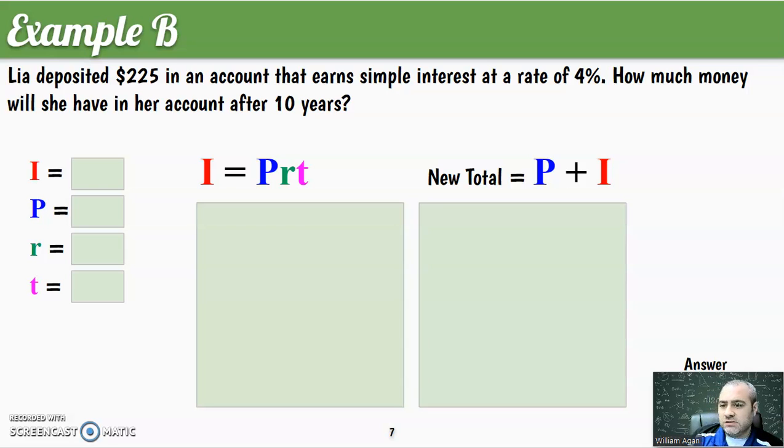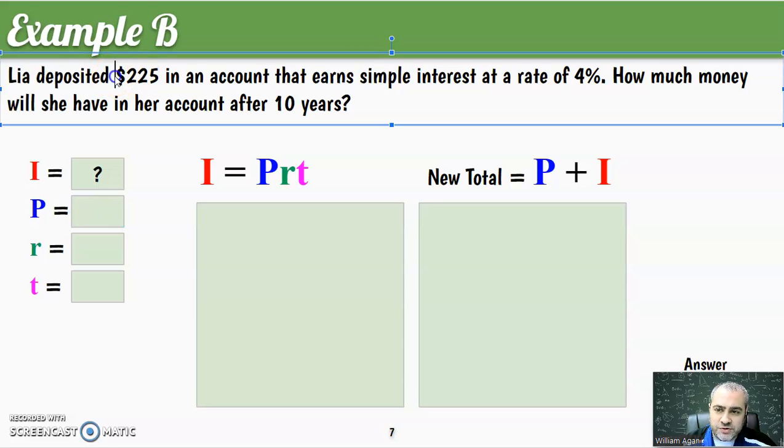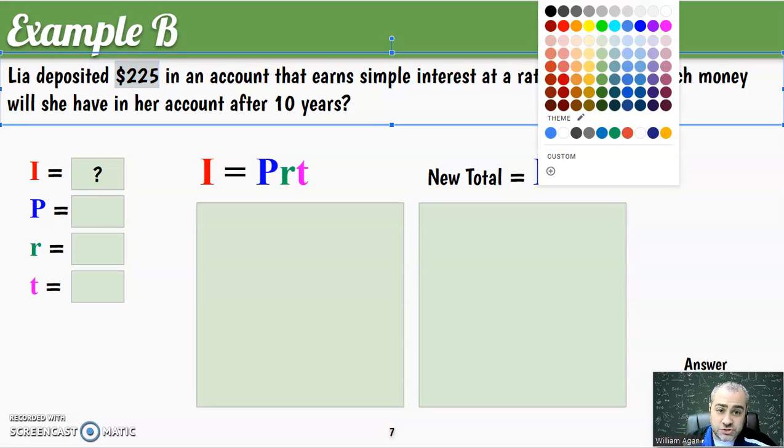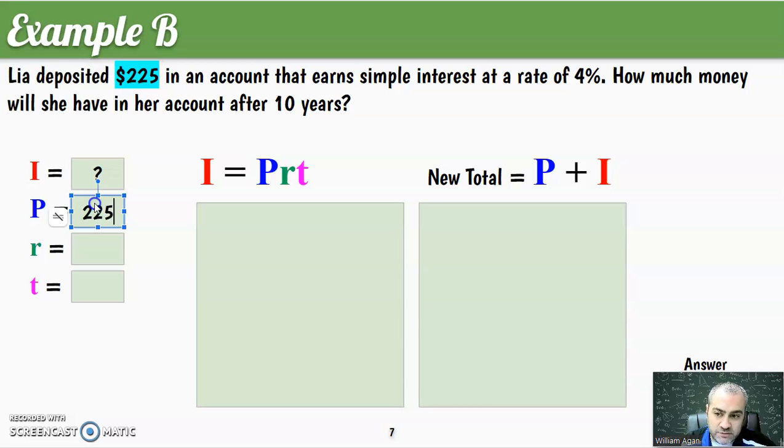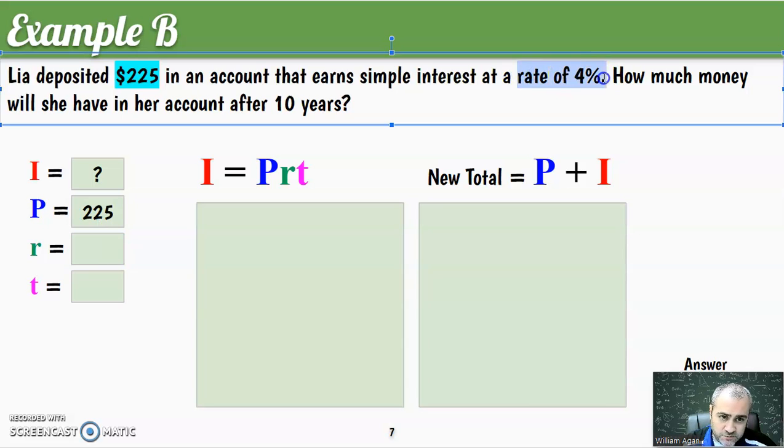Okay, so here's example B. Leah deposited $225 in an account that earns simple interest at a rate of 4%. How much money will she have in her account after 10 years? All right, so first let's fill this out over here. The amount of interest, we don't know that. That's one of the things we're trying to find. The principal, okay, that's the starting amount. That's what she started the account with. Okay, so 225. The rate, okay, well, it literally says rate of 4%.